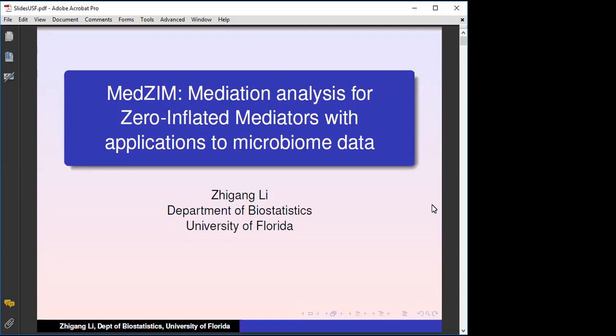And today, Professor Li is going to talk about MedZIM. It's a mediation analysis for zero-inflated mediators with applications to microbiome data. And I would encourage people to hold their comprehensive questions to the end of the talk. But if you need a quick clarification of something, then you can ask during the talk. And thank you so much. And Dr. Li, you have the floor.